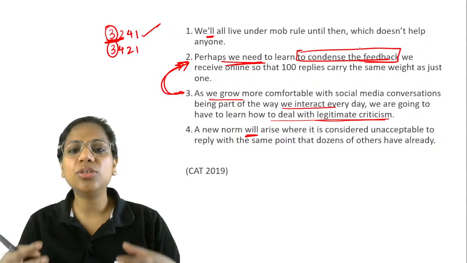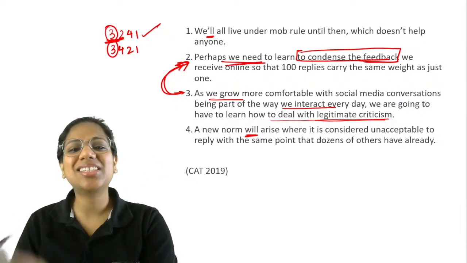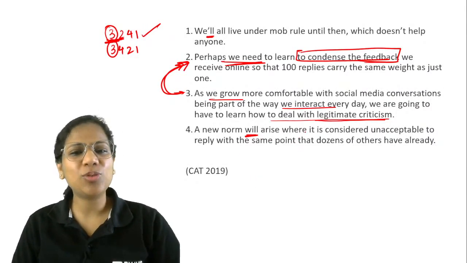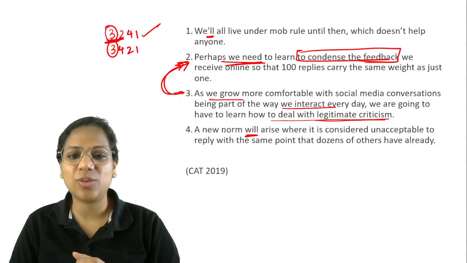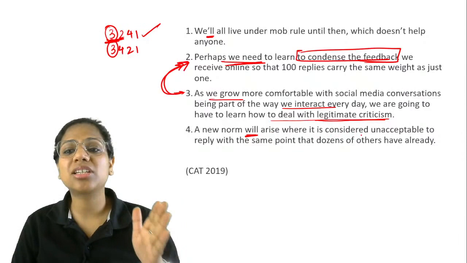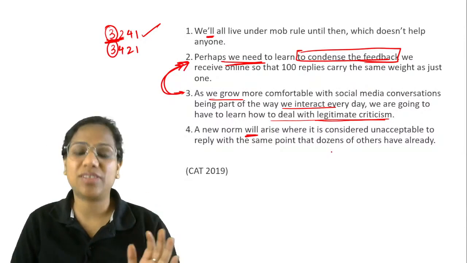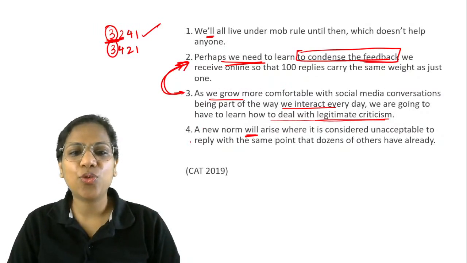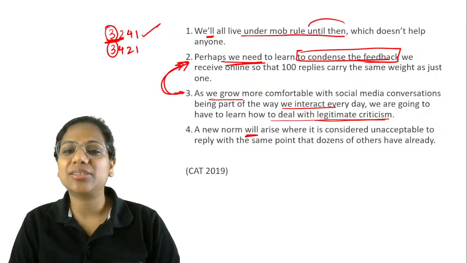Okay, so once you learn to condense the feedback that you receive online so that 100 replies carry the same weight as just one, what will happen? A new norm will arise where it is considered unacceptable to reply with the same point that dozens of others have already. Then people will be concise with their feedback once you also start doing this. So 3, 2, 4, and lastly, we will all live under mob rule until then.